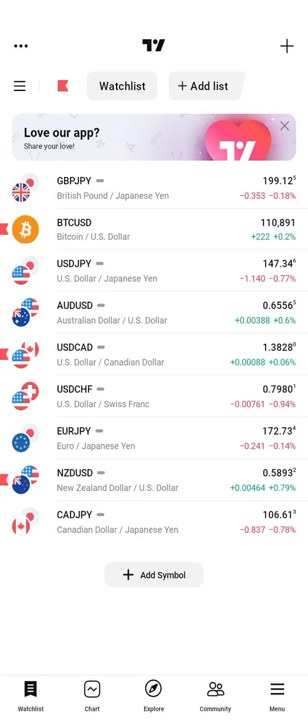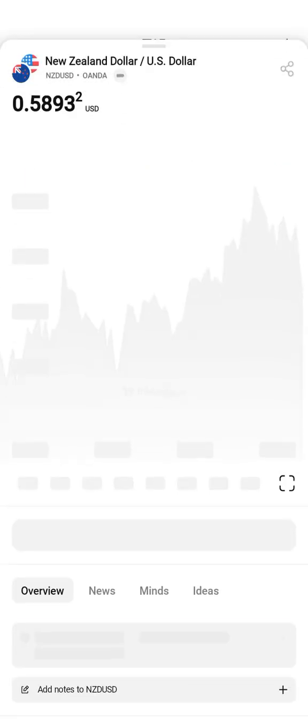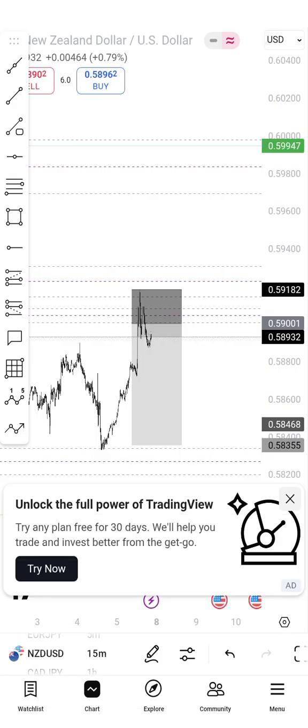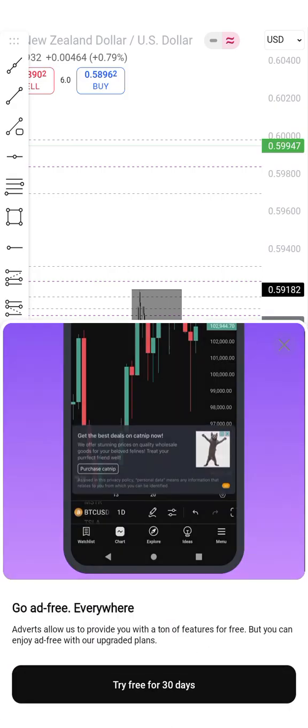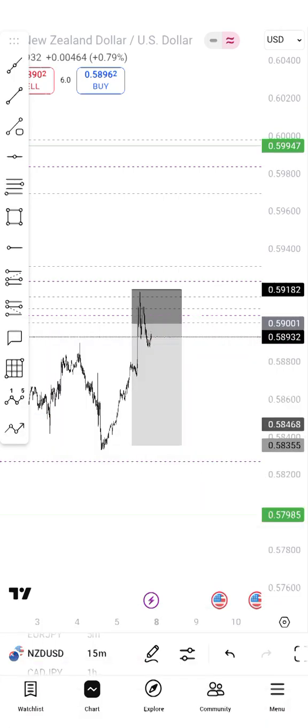Actually, today is Saturday. Just want to run you guys through the trade which I was able to take this week. So let's get down to business. Anyways, let's start from NZUSD. So this is the trade I took on NZUSD.